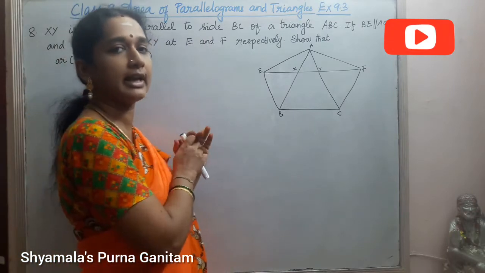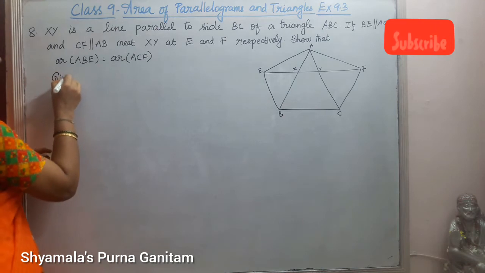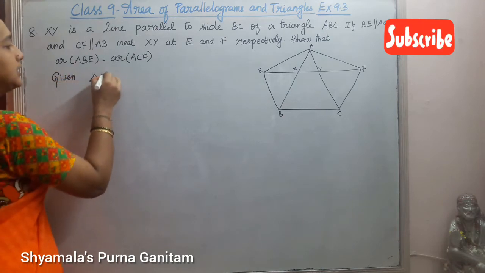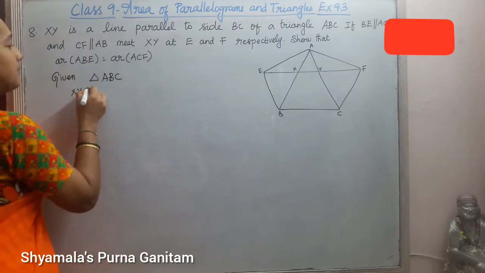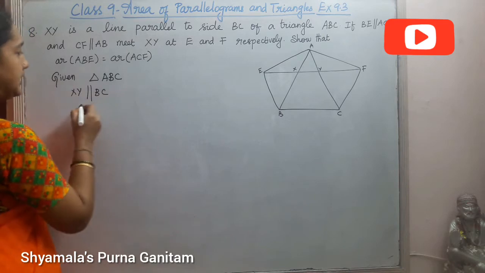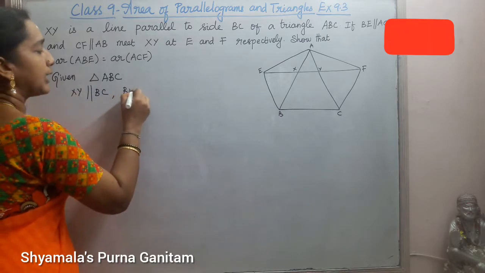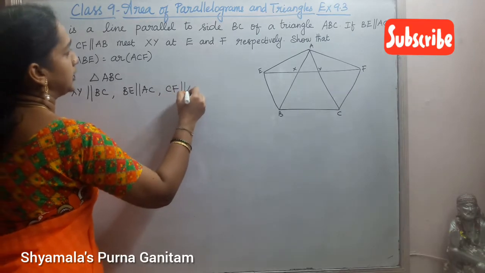So first we will write all these things. First we will write the given. Given triangle ABC, XY parallel to BC. Then BE parallel to AC and CF parallel to AB.